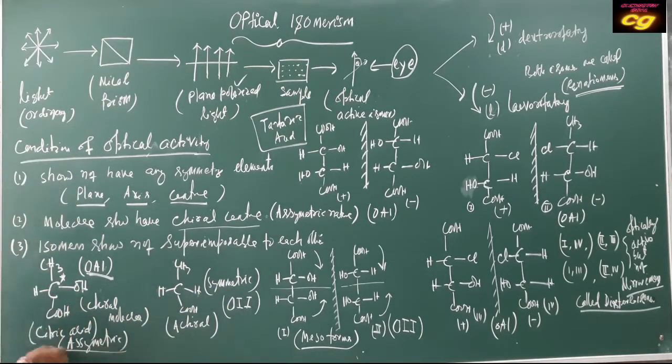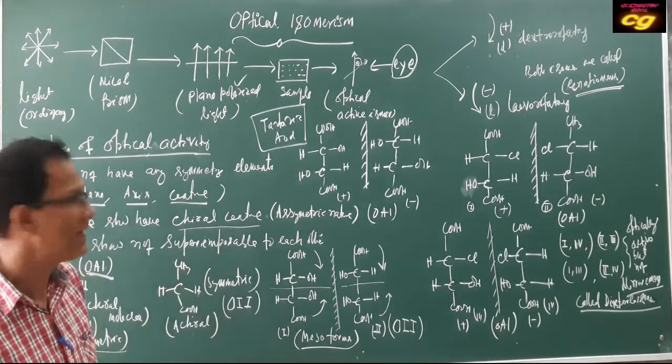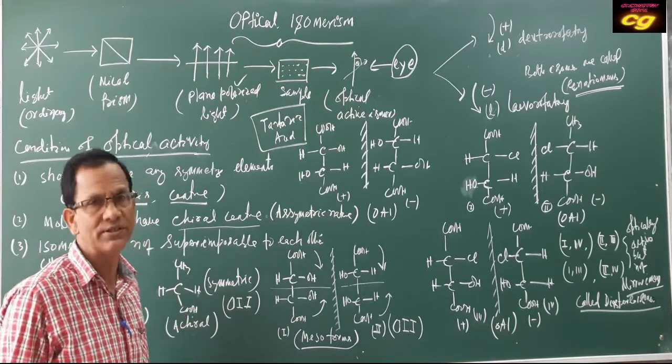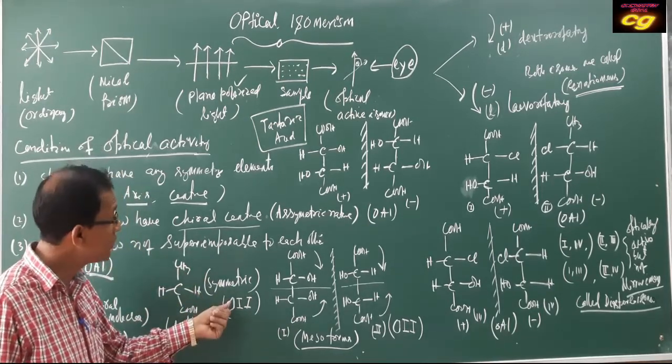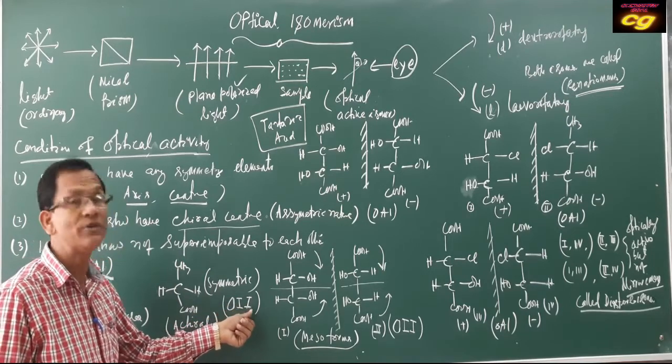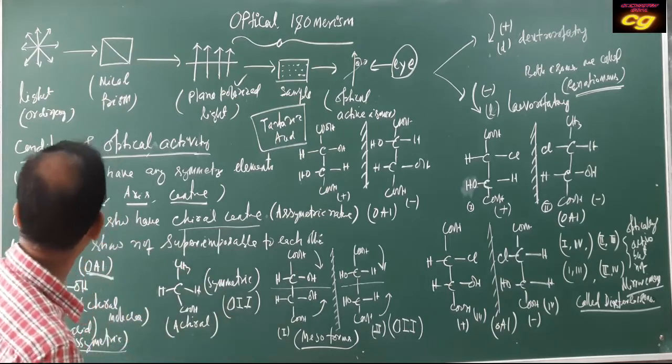Chiral and asymmetry already discussed. Chiral molecule, asymmetric molecule. Asymmetry means difference should be there. If some similarity is there, then it is optically inactive. That is called symmetric elements. It is achiral and an optically inactive isomer. So these are very important isomers.